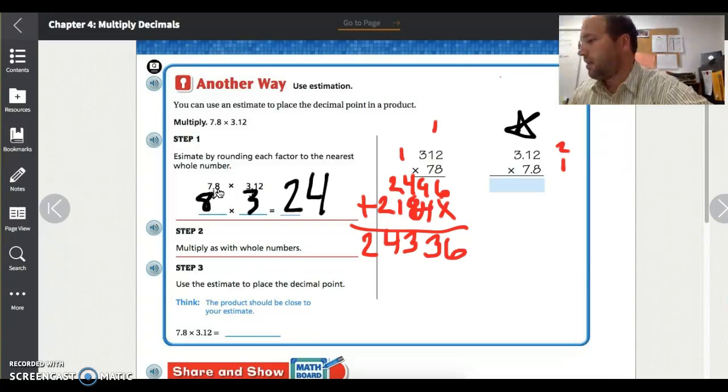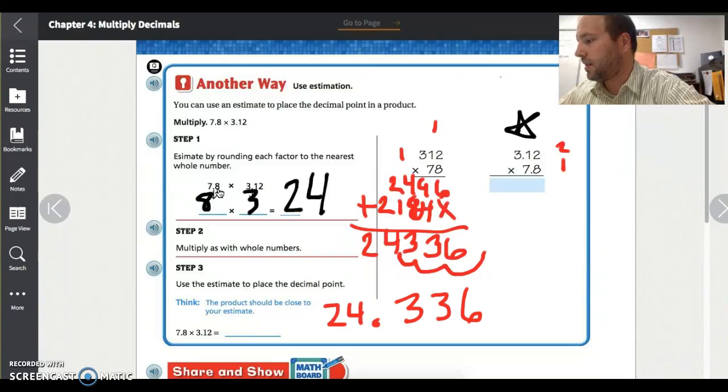So there's our problem. We had 3 hops to make it a whole number, so we got 3 hops in. 1, 2, 3 hops in. So really our answer isn't a big whole number. It is 24 and 336 thousandths. Okay, so however many hops out is that many hops in.